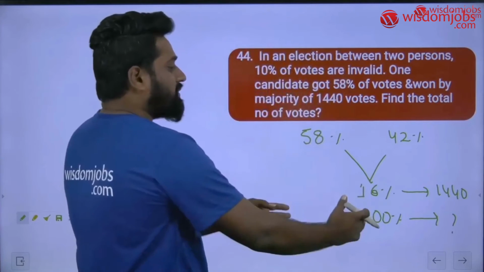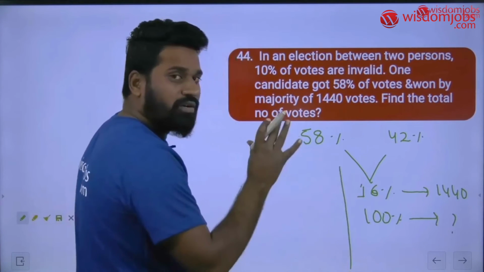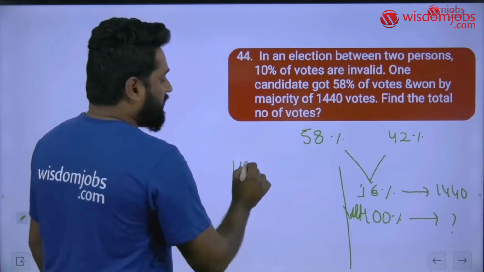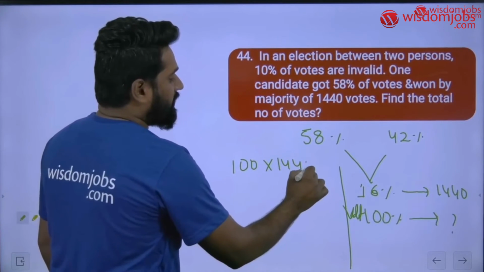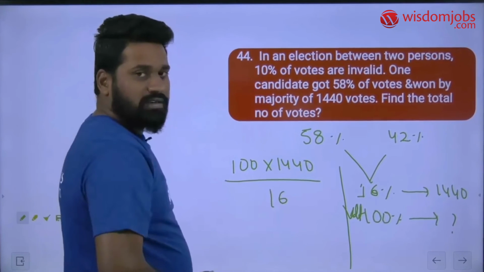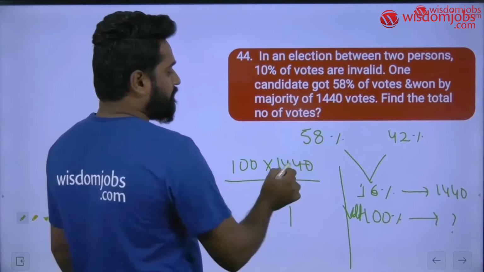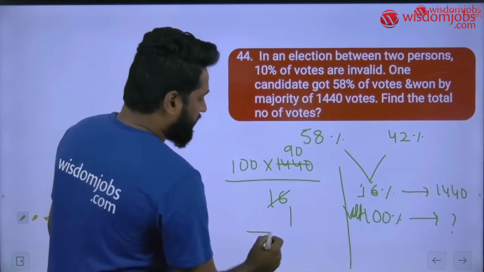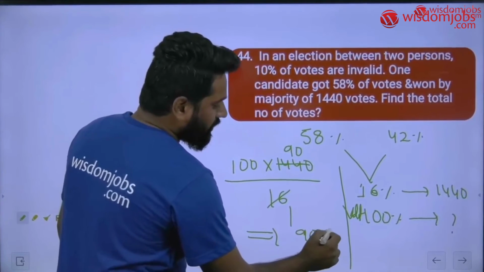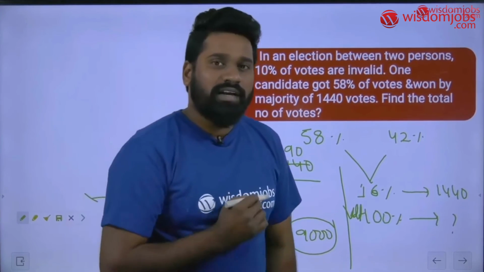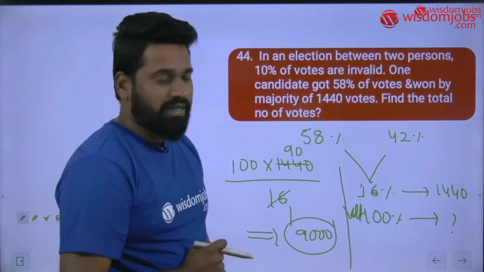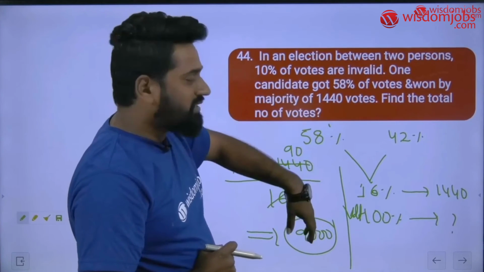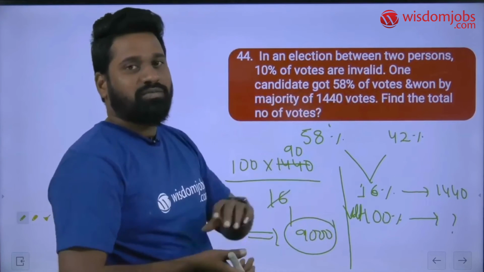So what does 100% become? Here we are counting only valid votes. Remember this one, this is valid votes. So 100 into 1,440 divided by 16. It becomes how much? 16 1 16, 8 9, that is 90. So 9,000 votes. So what are these 9,000 votes? Valid votes, because those are used to count these persons. One got 58% of this 9,000, the other got 42% of 9,000 votes.